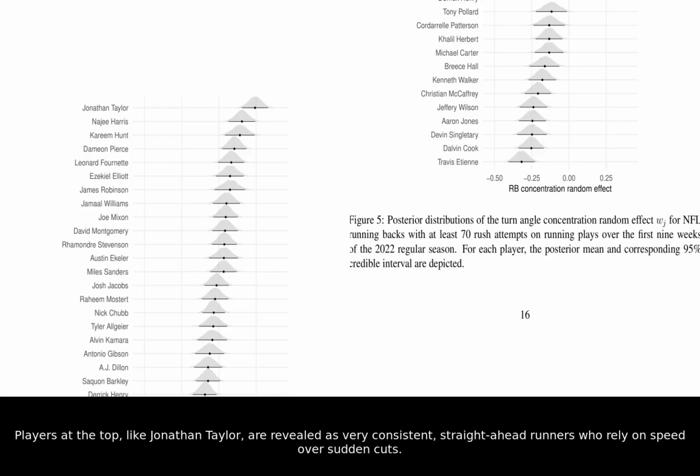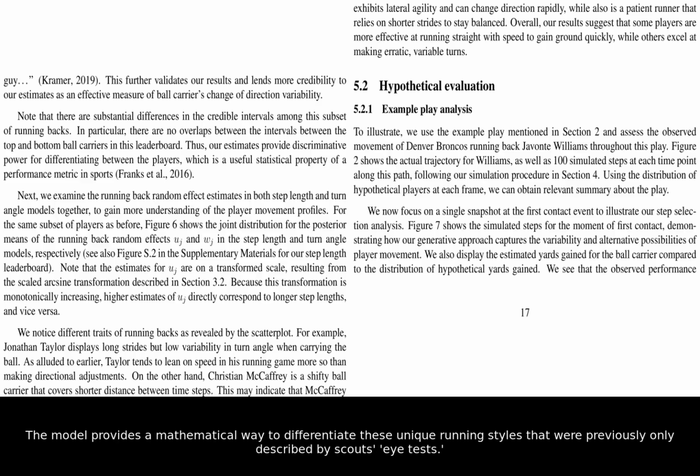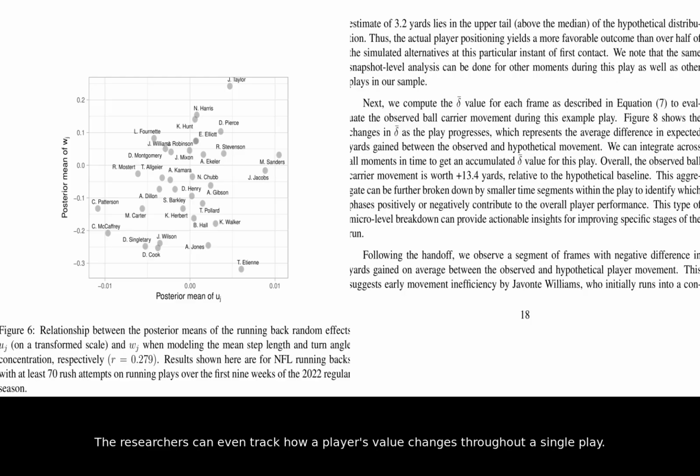Players at the top, like Jonathan Taylor, are revealed as very consistent, straight-ahead runners who rely on speed over sudden cuts. On the other hand, someone like Christian McCaffrey is described as a shifty ball carrier who uses shorter strides to stay balanced and change direction quickly. The model provides a mathematical way to differentiate these unique running styles that were previously only described by scouts' eye tests. The researchers can even track how a player's value changes throughout a single play.